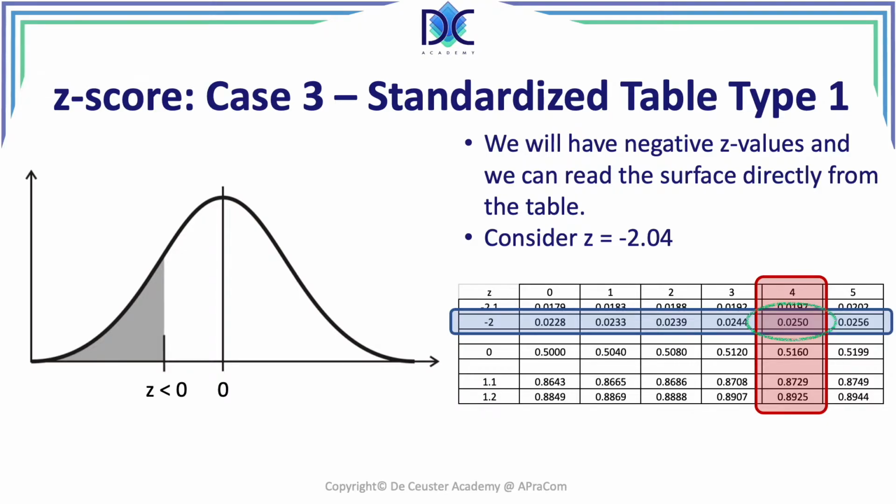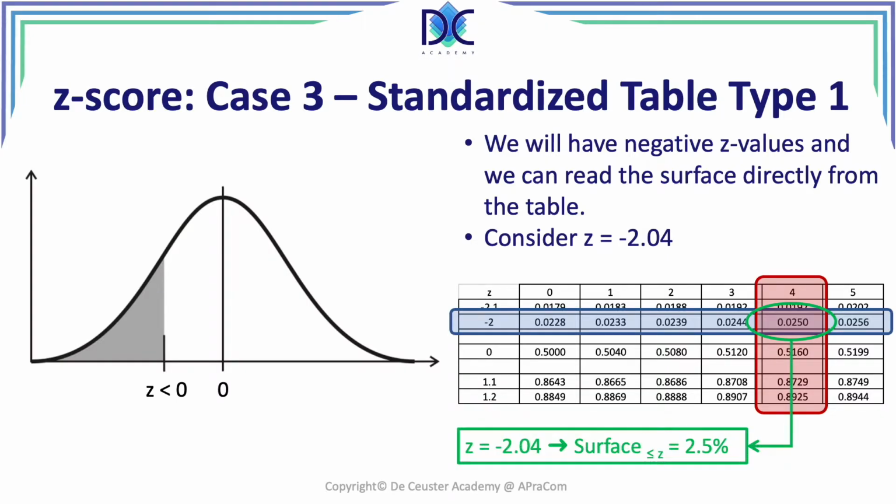And we find that the surface here is 0.0250 or basically 2.5%. That's the surface that we have, the surface smaller or equal than z. And z is minus 2.04. So we have the 2.5% and we find those 2.5% here in the gray zone of the bell curve.